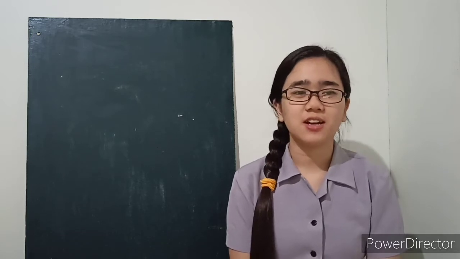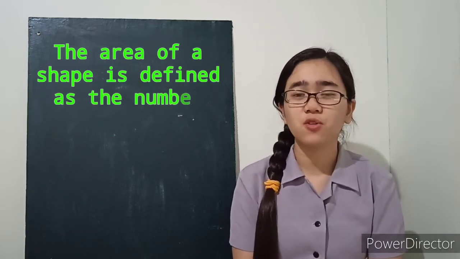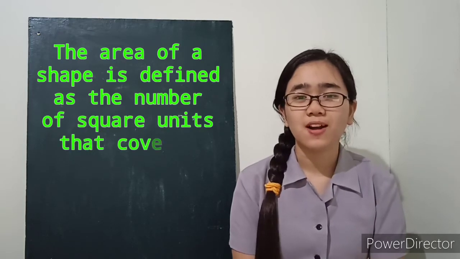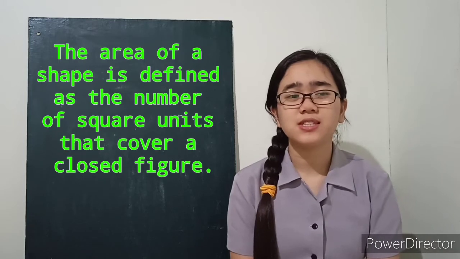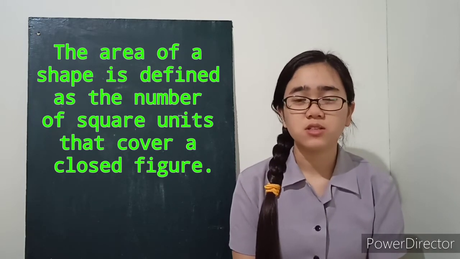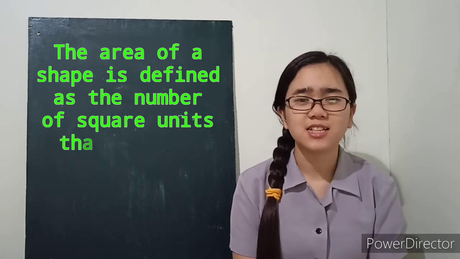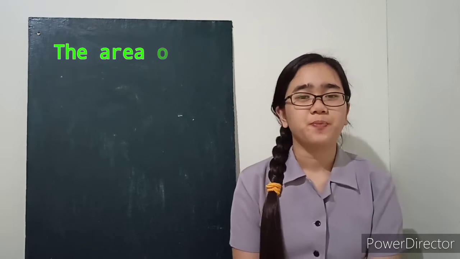So, what is area? The area of a shape is defined as the number of square units that cover a closed figure. So, ang area daw ng isang shape is the number of square units that cover a closed figure. For example, any polygons or any quadrilaterals, as long as it is a closed figure.